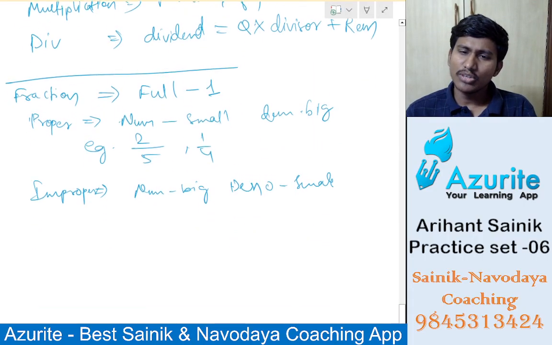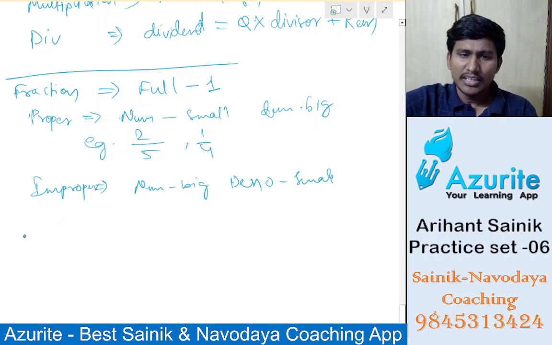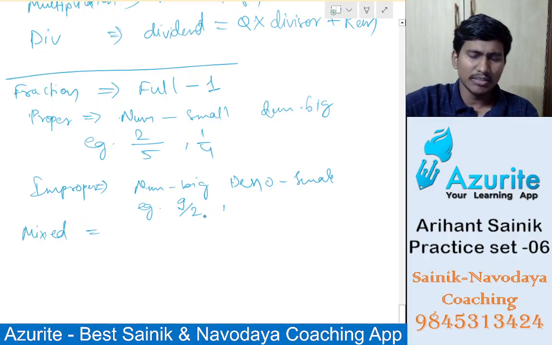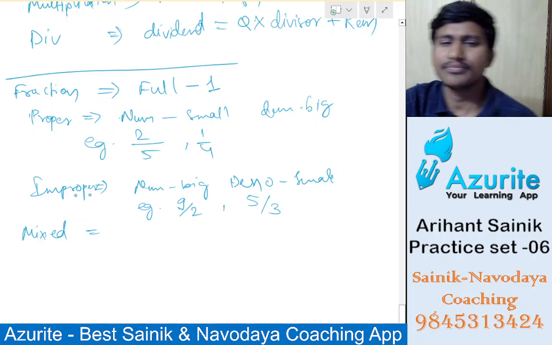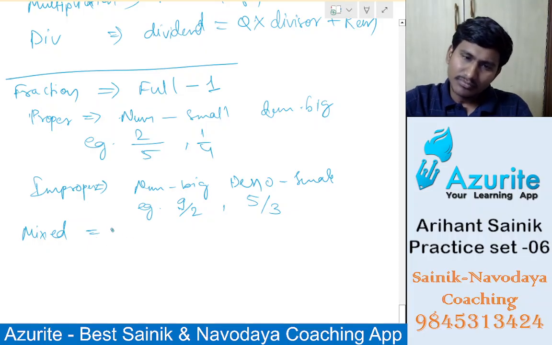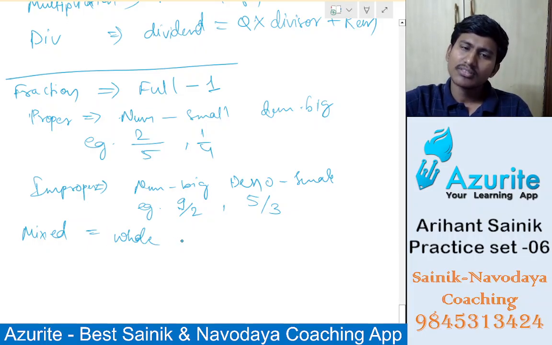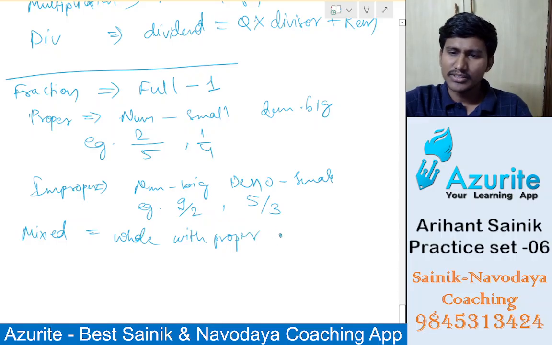Next, mixed fraction, yes, mixed. We convert improper into mixed, like what? 9 by 2 is there, that is an improper, right? There is 9 divided by 2. Okay, so it is 4 and 1 by 2. So mixed fraction is a whole number with a proper fraction.